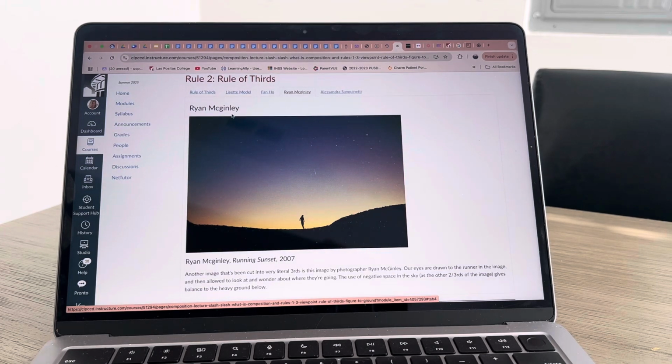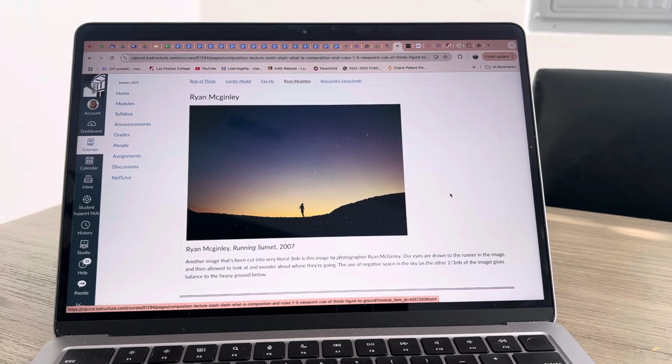Ryan McGinley. Running Sunset, 2007. Another image that's been cut into a very literal thirds is this image by photographer Ryan McGinley. Our eyes are drawn to the runner in the image and then allowed to look and wonder about where they're going. The use of negative space in the sky as the other 2/3 of the image gives balance to the heavy ground below.